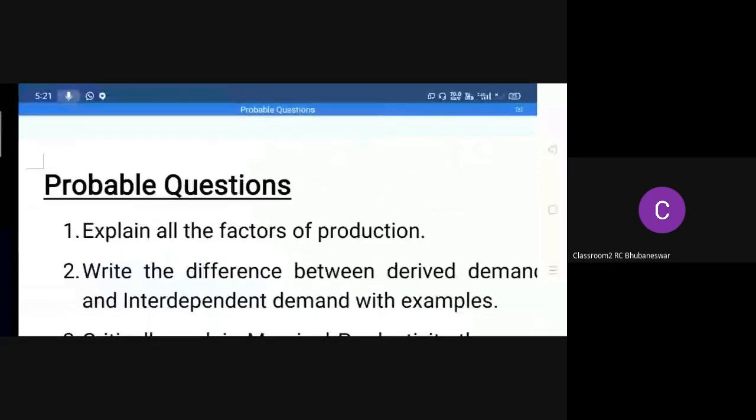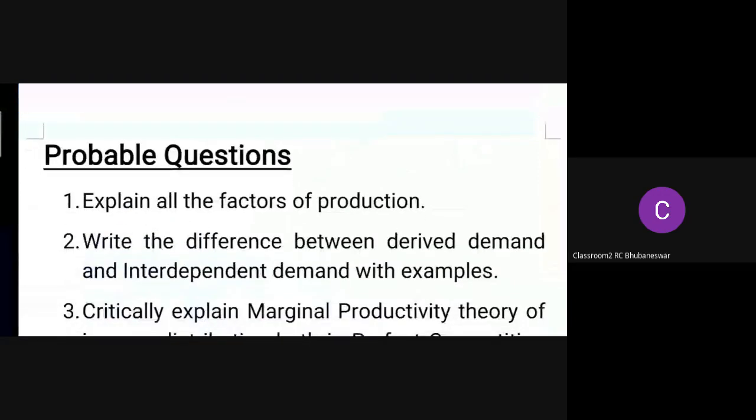Explain all the factors of production. Here a question may arise: all the factors of production you have to write: land, labor, capital, entrepreneur, everything you have to explain. Okay, and landowner gets rent, laborer gets wages, capitalist gets interest, and entrepreneur will get profit. You have to explain thoroughly.